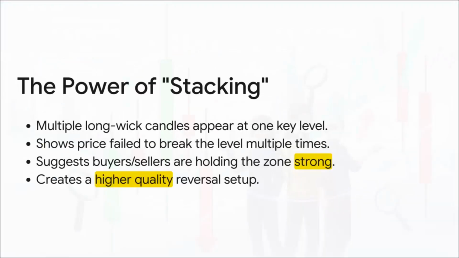So this first technique is called stacking. This is when you don't just see one long wicked candle, but you see two or three, or maybe even more, all forming around the same key level. So what is this telling us? It's showing us the market tried to break through that level again and again and again, and it failed every single time. It's a huge sign that the buyers or sellers at that price are building a giant wall.